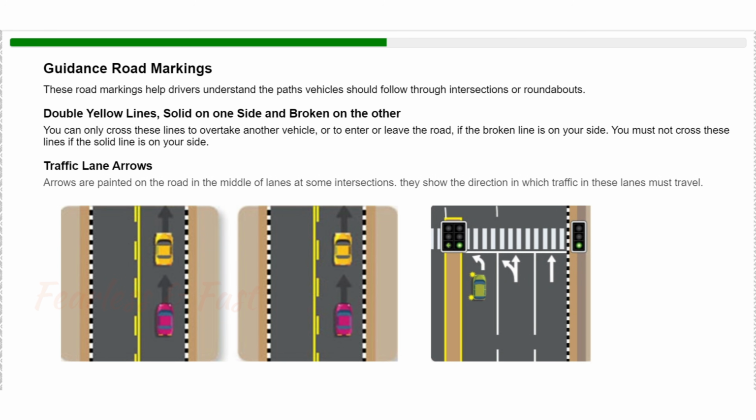Traffic lane arrows. Arrows are painted on the road in the middle of lanes at some intersections. They show the direction in which traffic in these lanes must travel.